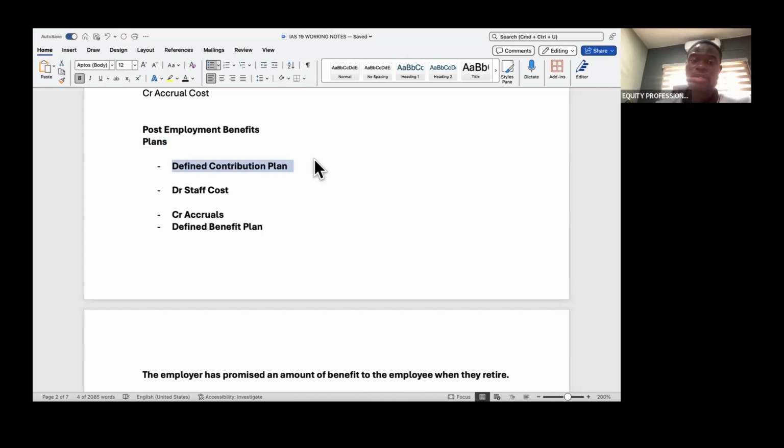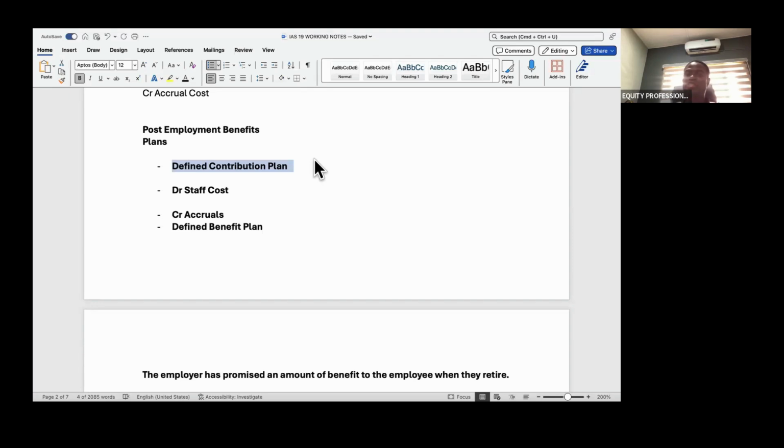I explained to you that for defined contribution plan, the employer makes regular contribution to a PFA periodically, and when the employee retires, they will just go and meet that PFA to get their money. Whatever the PFA does with the money, whether they're able to pay the employee or not, it is without recourse to the employer. It's none of the employer's business.